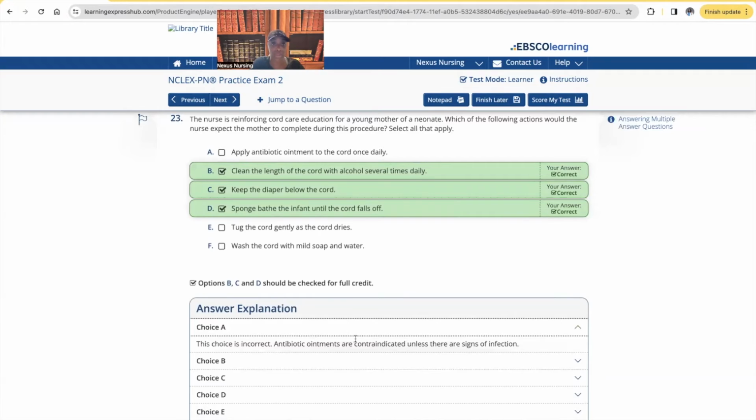So the correct answer is you want to clean it with alcohol. Again, alcohol kills the pathogens and is drying. You're going to keep the diaper below the cord so you don't mess with that area at all. And you're going to sponge bathe the patient so that area doesn't get wet.